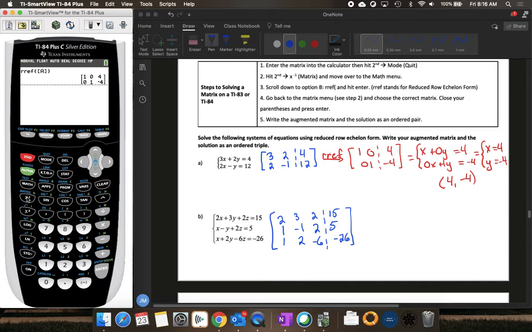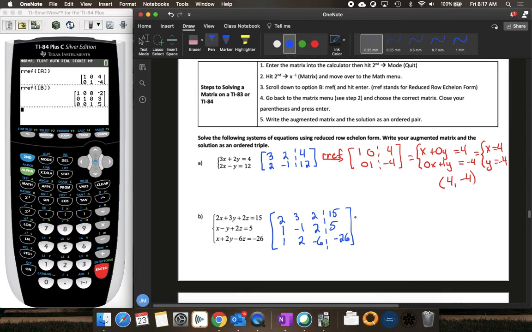Let's go back into our matrix menu. Once again, we'll go over to math, up to reduced row echelon form. We'll then go back into our matrix menu, select our second matrix this time, so matrix B, and press enter. And we get a solution. So we'll go ahead and show what this is in reduced row echelon form first.